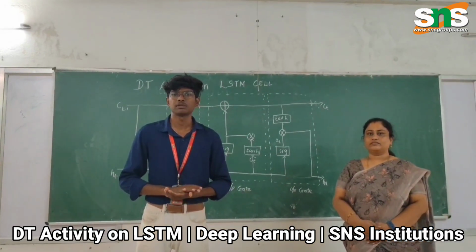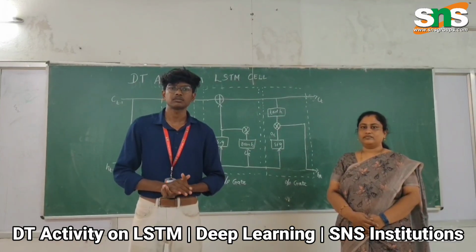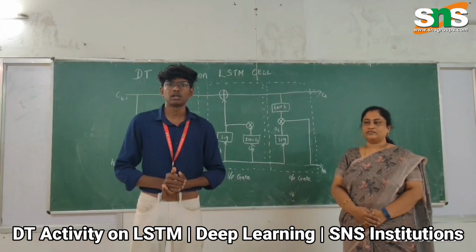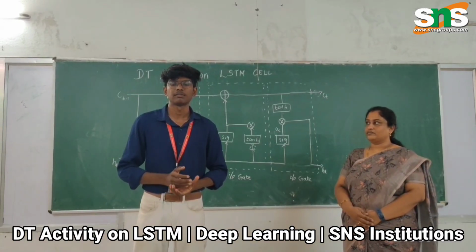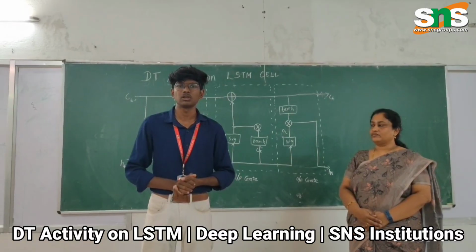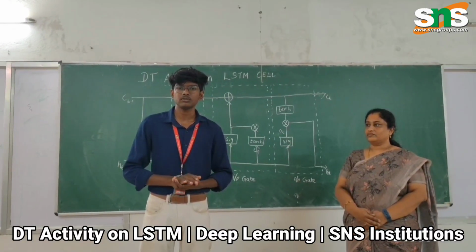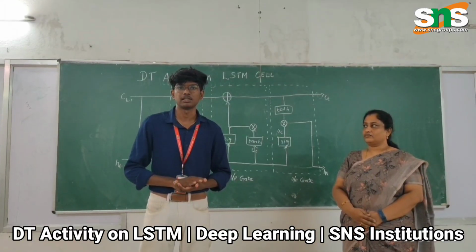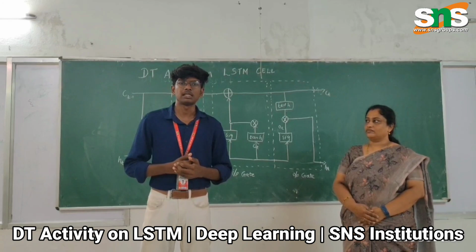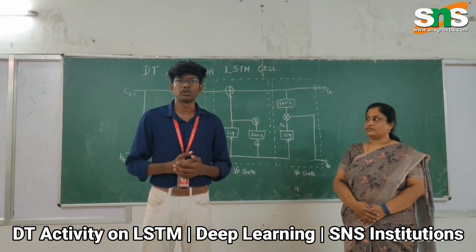Hi guys, I am going to explain the ideate stage of this DT-based activity. In this stage, we brainstorm the models and we choose LSTM because LSTM can store old memories, old information of the data. LSTM is a recurrent neural network. It uses a 3-gated architecture: forget gate, input gate, and output gate.